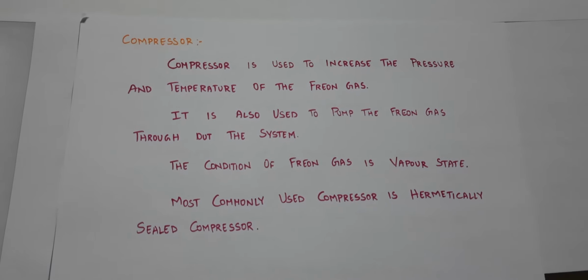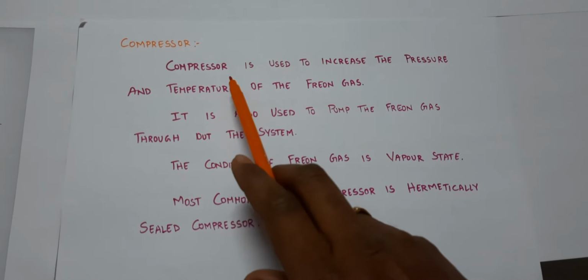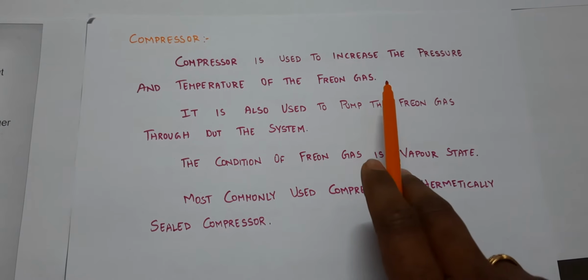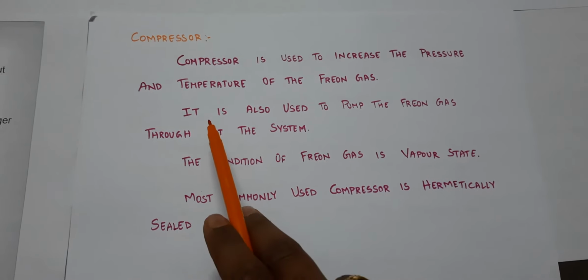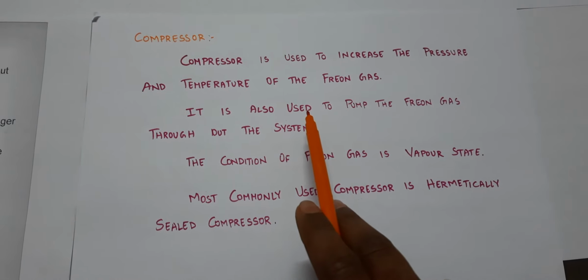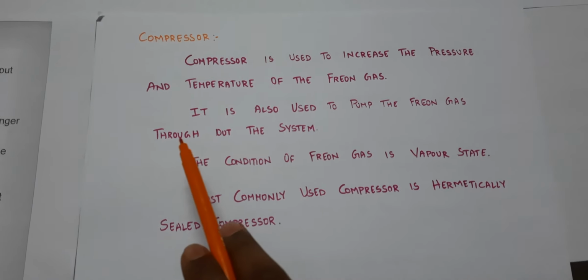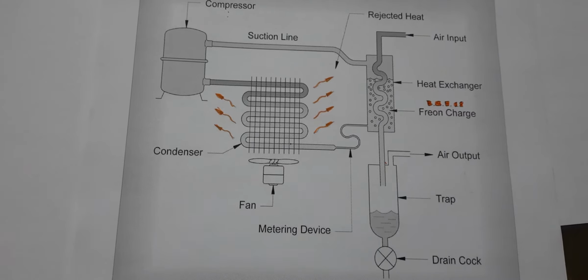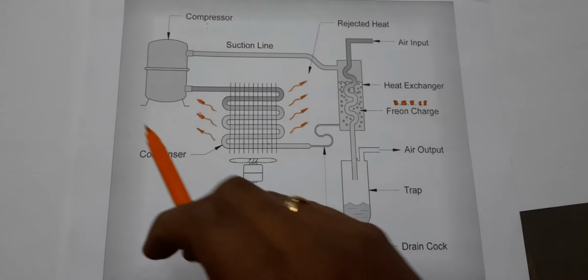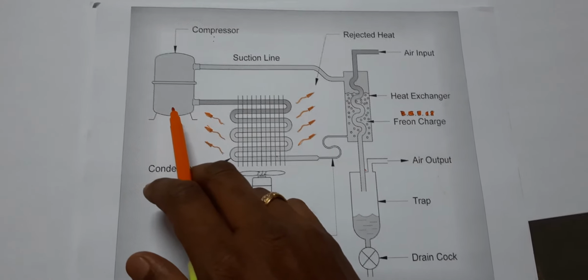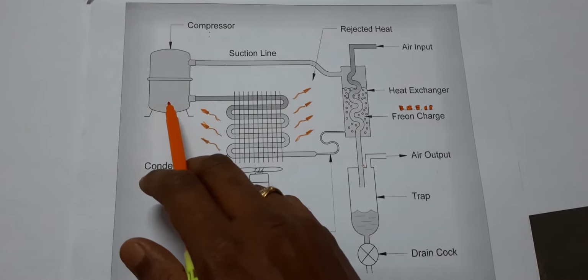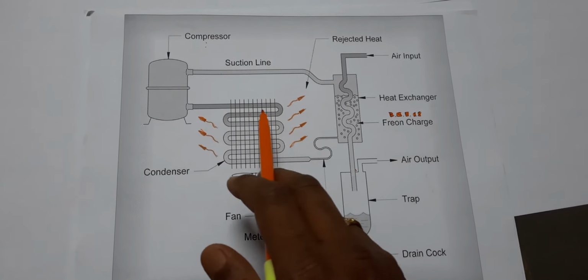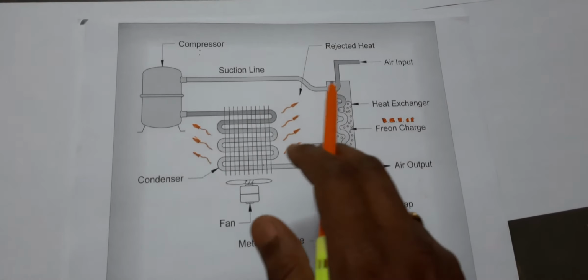How does the compressor work? The compressor is generally used to increase the pressure and temperature of the freon gas. And another important function is that it is used to pump the freon gas throughout the circuit, throughout the system. If you see in the circuit, the compressor is used to increase the temperature and pressure, and it also helps to pump the freon gas throughout the circuit.